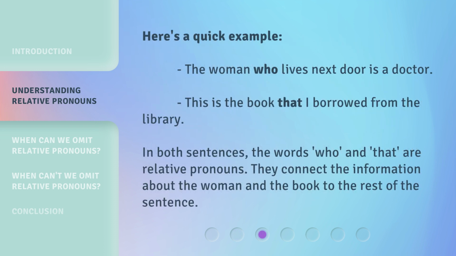Here's a quick example. The woman who lives next door is a doctor. This is the book that I borrowed from the library. In both sentences, the words who and that are relative pronouns. They connect the information about the woman and the book to the rest of the sentence.